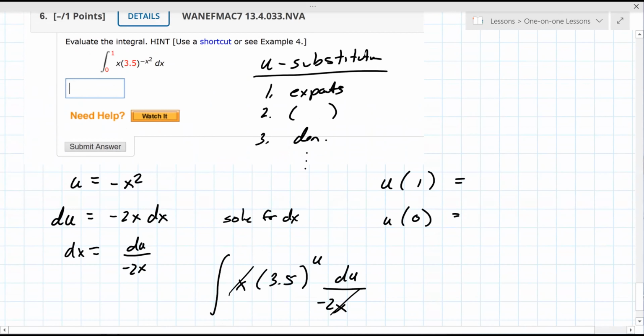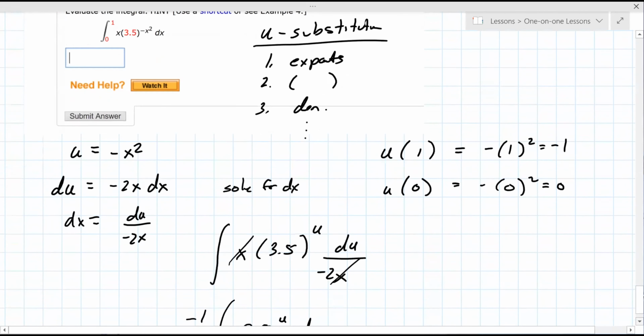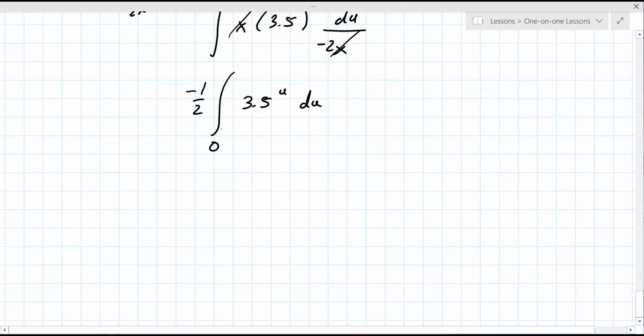So let's say you're doing u of 1. That means that x is 1. That's minus 1 squared, which equals minus 1. u of 0 is minus 0 squared, which is 0. So this minus 1 takes the place of the 1, and this 0 takes the place of that 0. So it's going to go from 0 to minus 1.